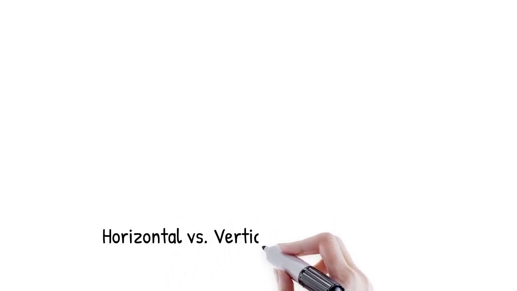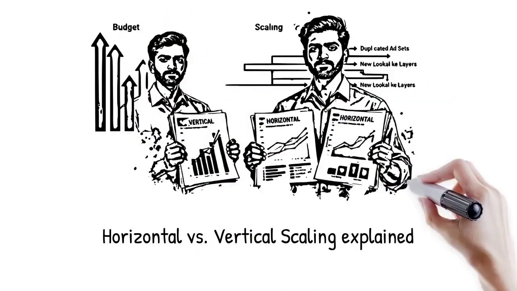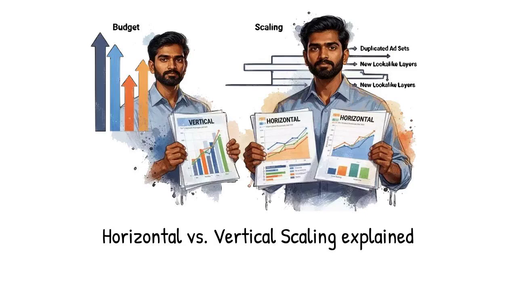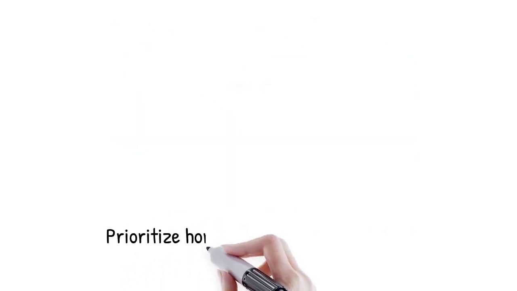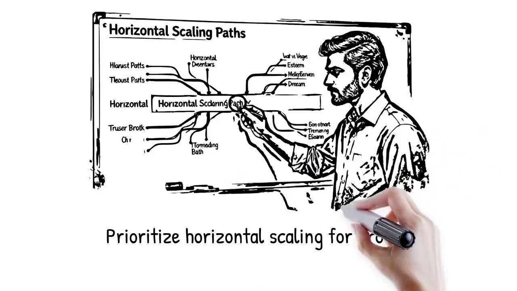4. Horizontal versus vertical scaling. Know the difference. Vertical scaling: increasing the budget of a winning ad set. Pros: simple, fast. Cons: can cause fatigue, higher CPMs. Horizontal scaling: duplicating winning ad sets or adding new lookalike layers. Pros: more stable, more scalable. Cons: requires more structure. Best approach: use both, but prioritize horizontal scaling for long-term growth.